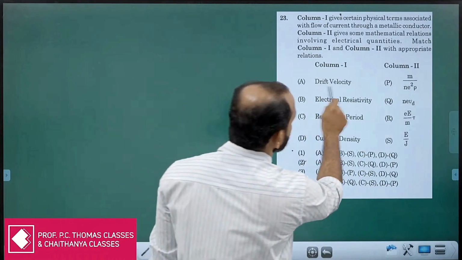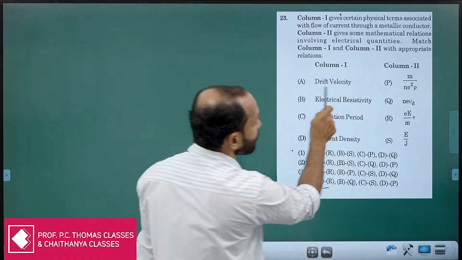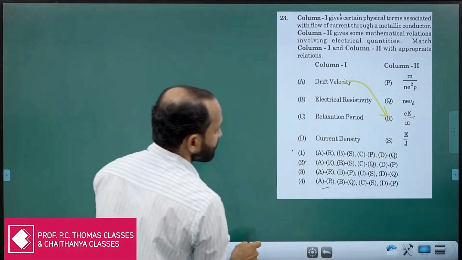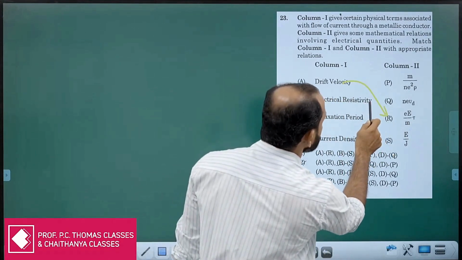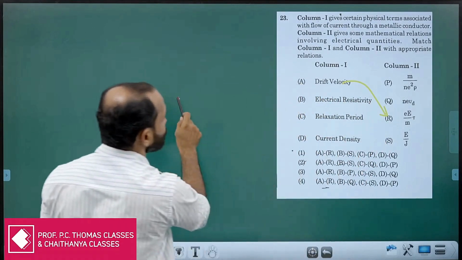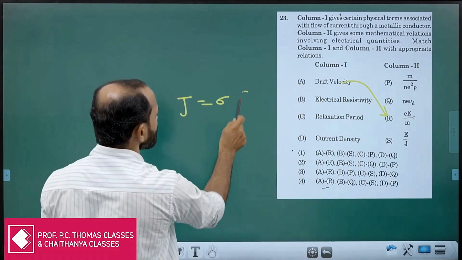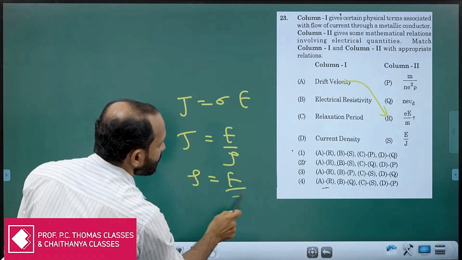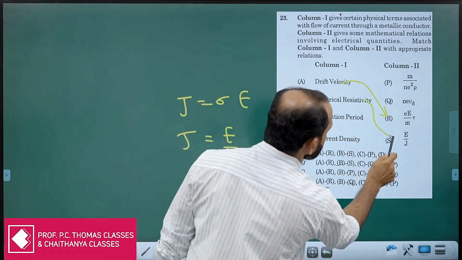23rd one. Drift velocity. So really confusing one. Drift velocity is minus E by m into tau. So A will be R. Electrical resistivity. Ohm's law in vector form: J is equal to sigma E. J is equal to E by rho. So rho is equal to E by J.